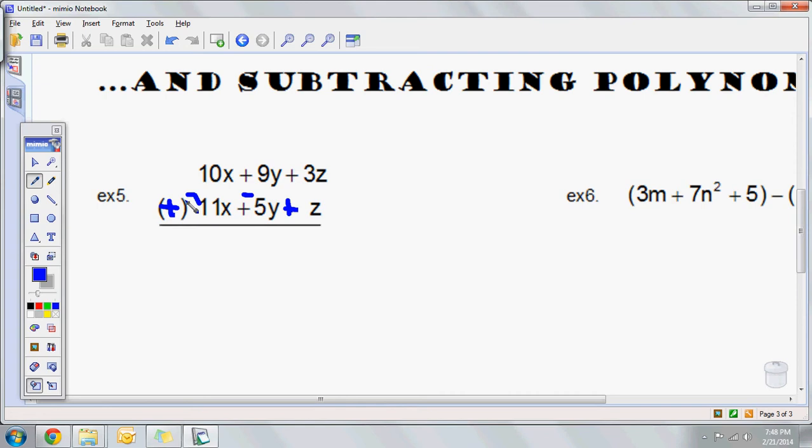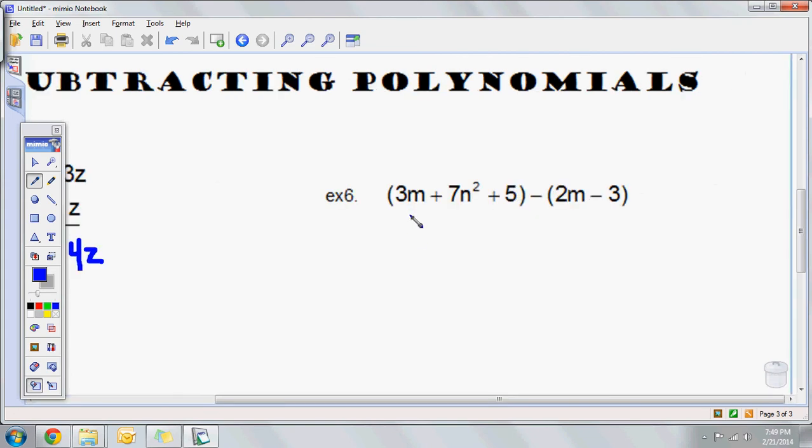So 10x plus a negative 11x would give you a negative 1x. 9y plus a negative 5y would give you a positive 4y. Notice how I have to have a sign there. And then 3z plus 1z would give you plus 4z. So it's not a polynomial without these signs, so make sure you don't just write the numbers. You're writing plus or minus, whatever it is.